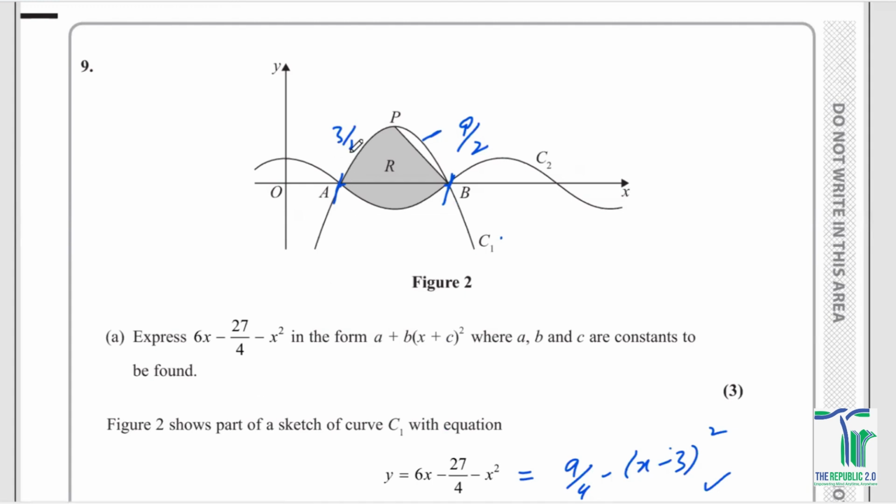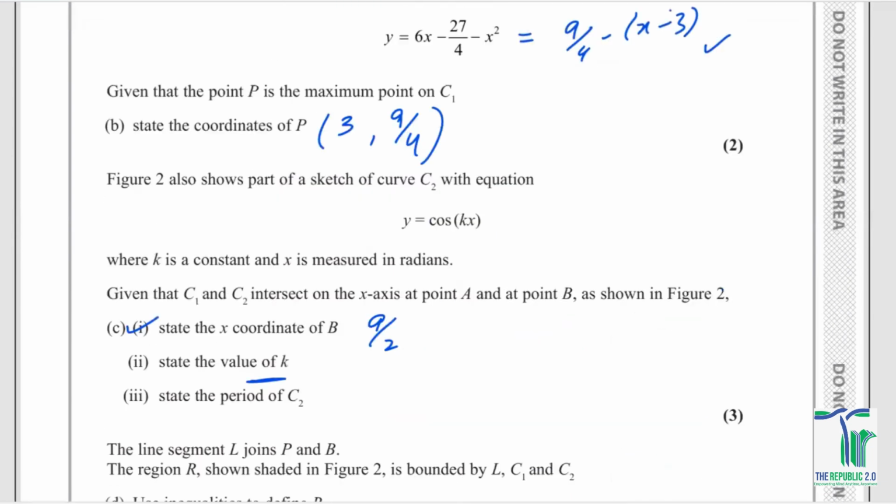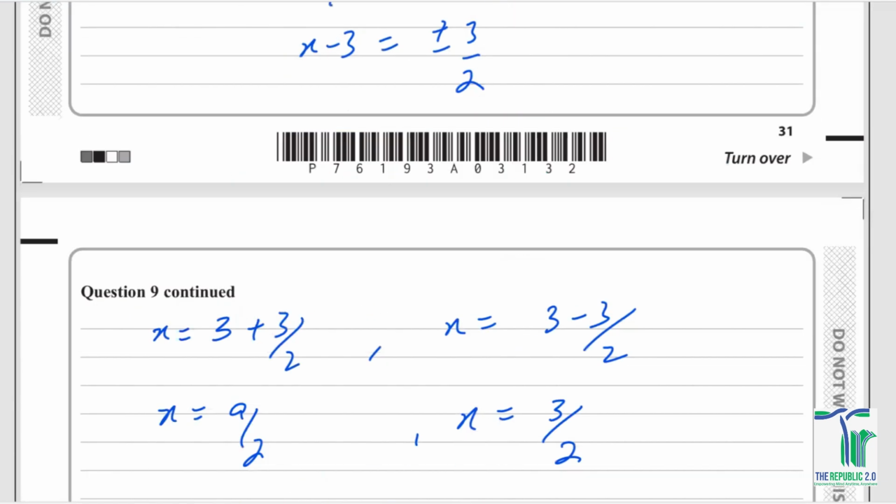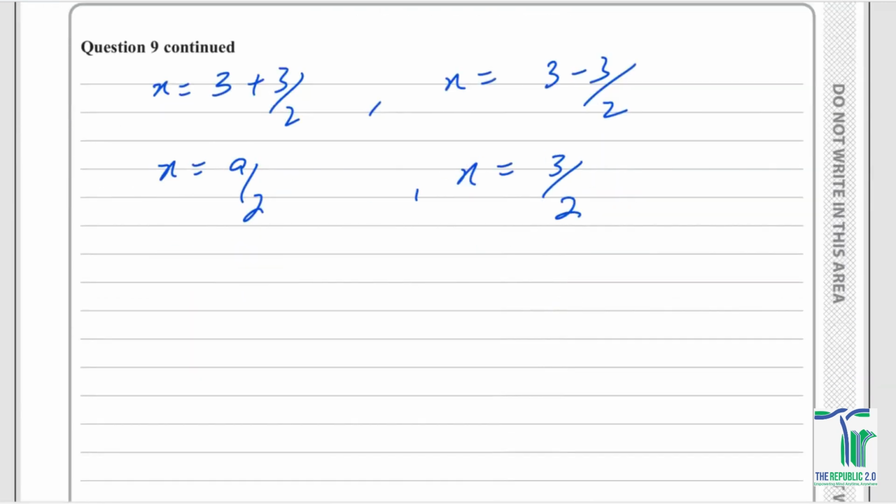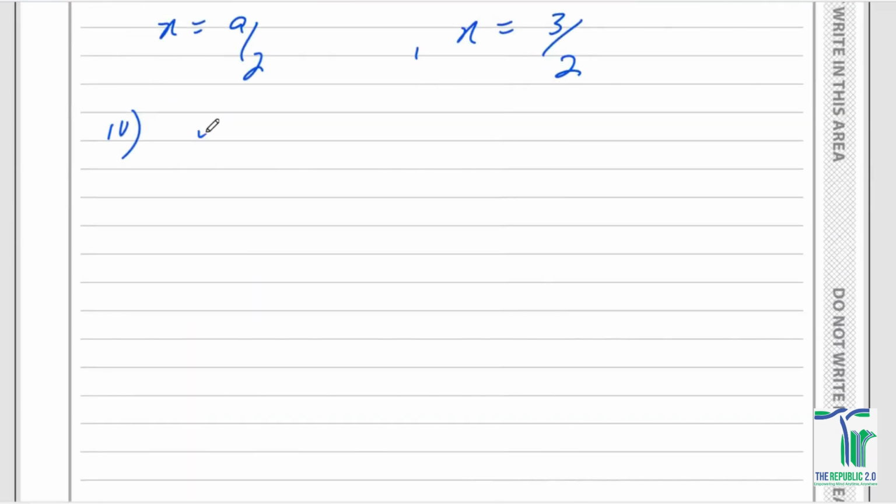So I'm just going to use A, which is 3 by 2 and 0, and plug that value in that equation. For the fourth part, I've got an equation which is y equals cos kx. Y would be 0, and x has to be 3 by 2 over here.